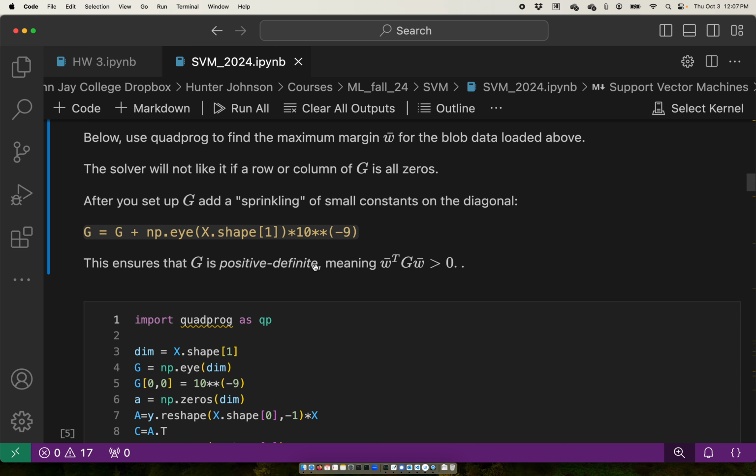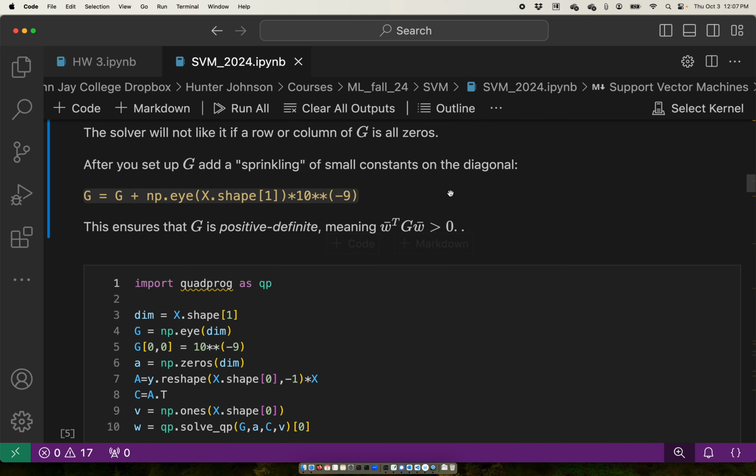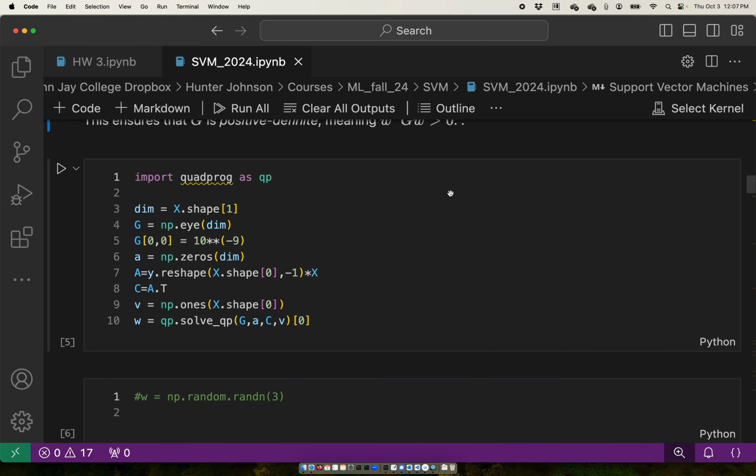Okay. All right. And the solver really likes for G to be positive definite, meaning that this is true for all, I mean, this is true no matter what W is. So this ensures that G is positive definite. Okay, and so here's the solution.